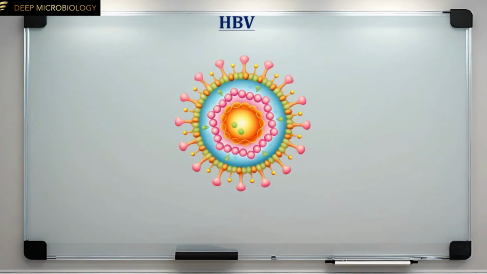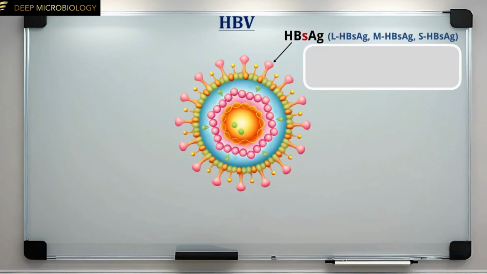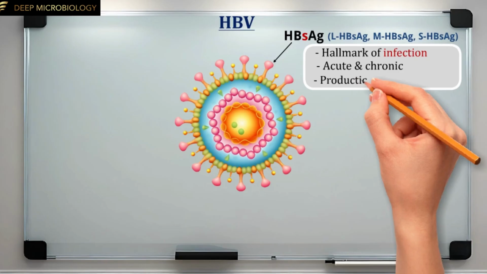The first and most important marker is the hepatitis B surface antigen. It consists of three co-terminal envelope proteins: large hepatitis B surface antigen, middle hepatitis B surface antigen, and small hepatitis B surface antigen. Hepatitis B surface antigen is the first antigen to appear in the blood following HBV infection, making it the hallmark of infection. It can be detected at high levels in the serum during both acute and chronic stages of the disease. This antigen is also used in the production of the hepatitis B vaccine.